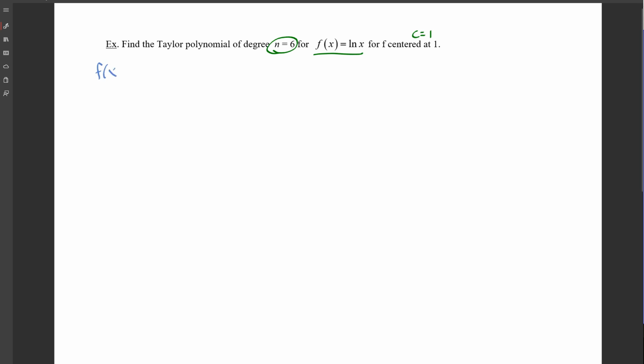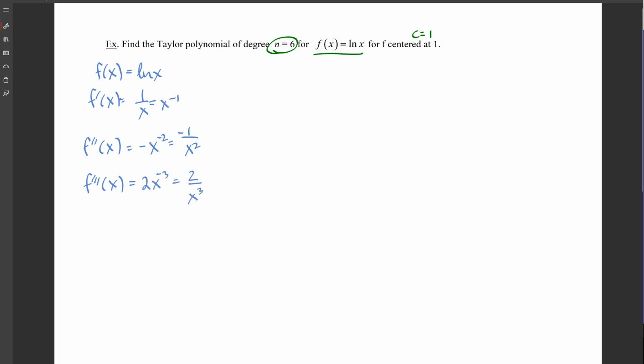First, you make a table. So f of x is equal to ln of x. F prime of x is equal to 1 over x, which is really x to the negative 1. F double prime of x is equal to the derivative of this, which is negative x to the negative 2, which is equal to negative 1 over x squared. F triple prime of x is the derivative of f double prime, which would be 2x to the negative 3, which is the same thing as 2 over x cubed.